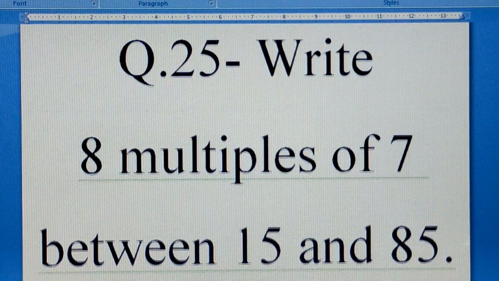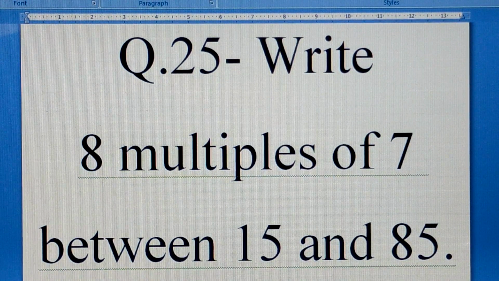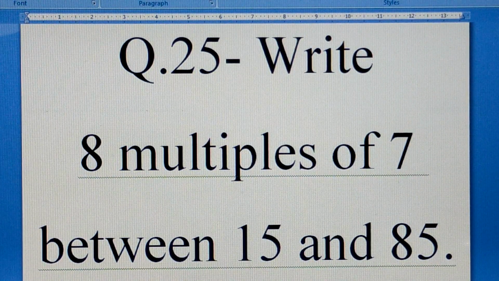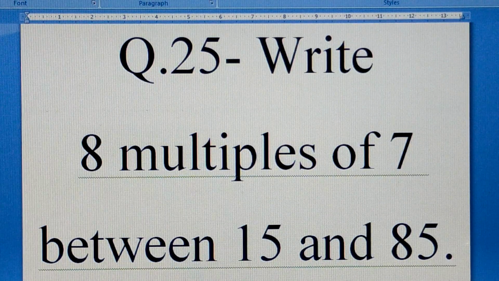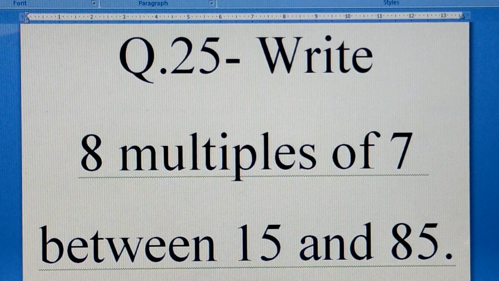Now, write. It is a very simple question. Write 8 multiples of 7 between 15 and 85.